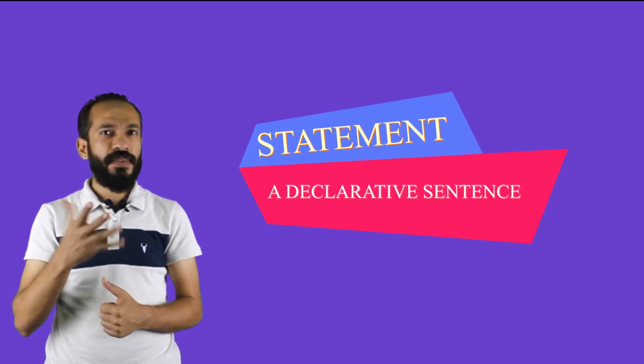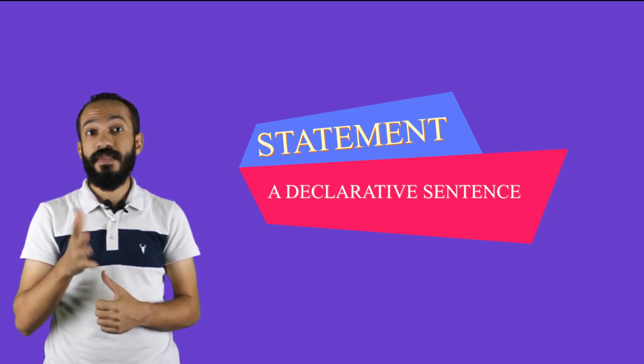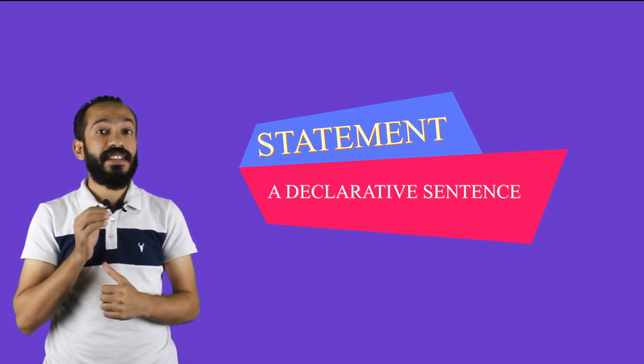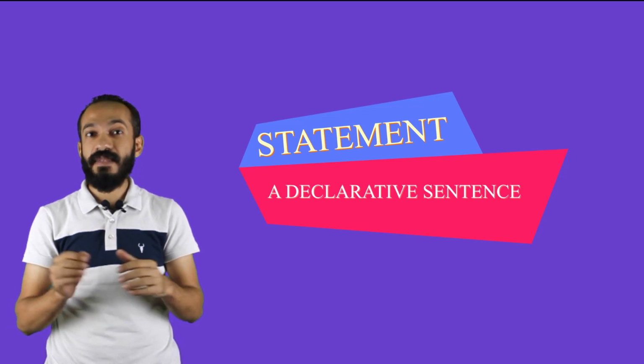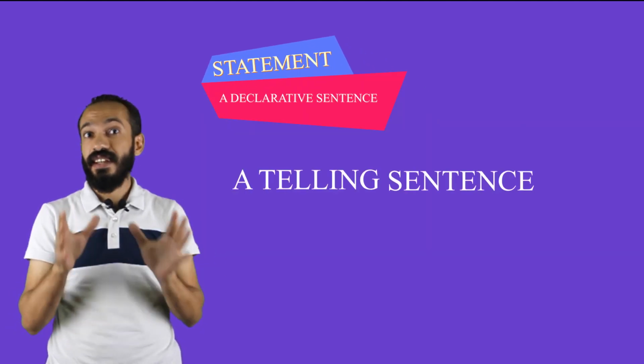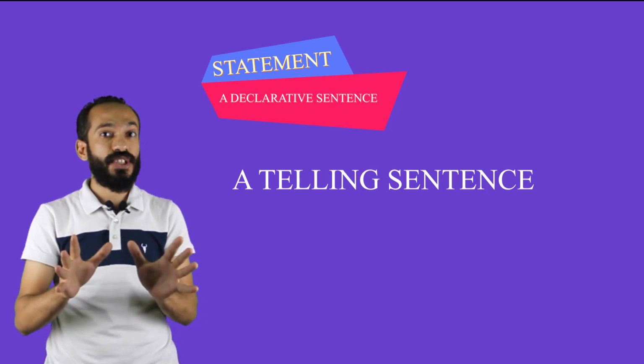In grade 2 and 3, you call it a statement. In grade 4, 5, and 6, you'd call it a declarative sentence. Well, a statement or a declarative sentence is basically a telling sentence. A sentence where you tell information to someone.